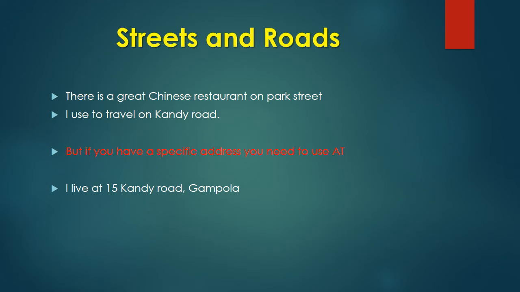How do we use on? Streets and roads. We use on for streets and roads. There's a great Chinese restaurant on Park Street. I used to travel on Candy Road. But if you have a specific address, you need to use at.